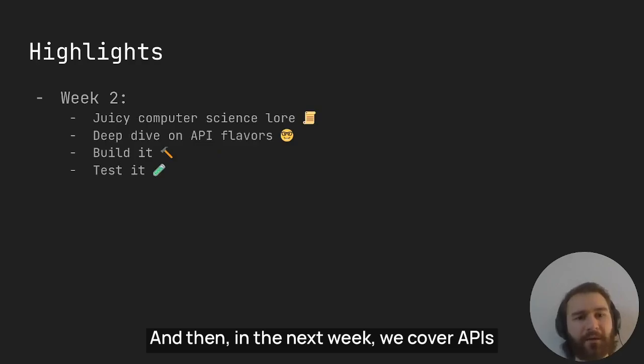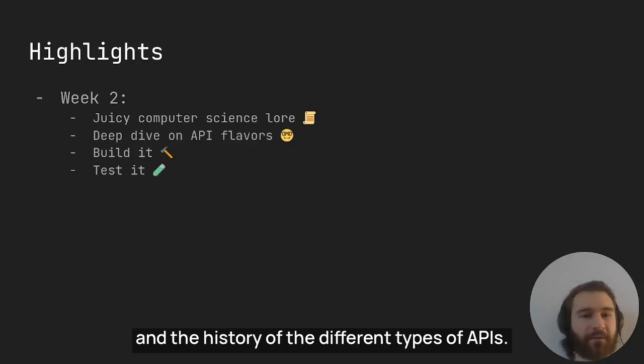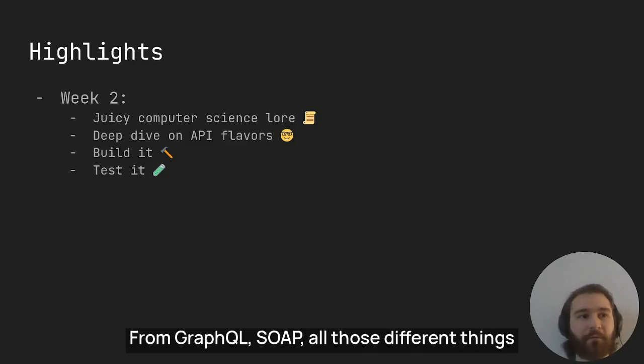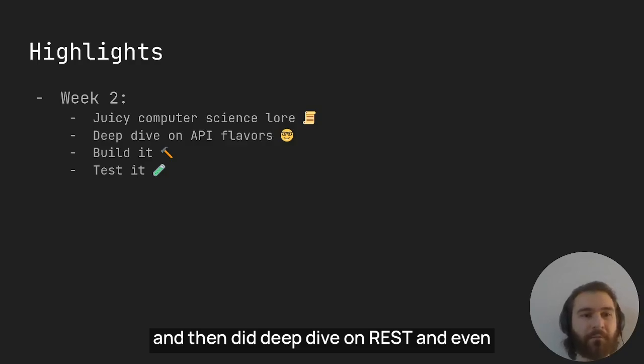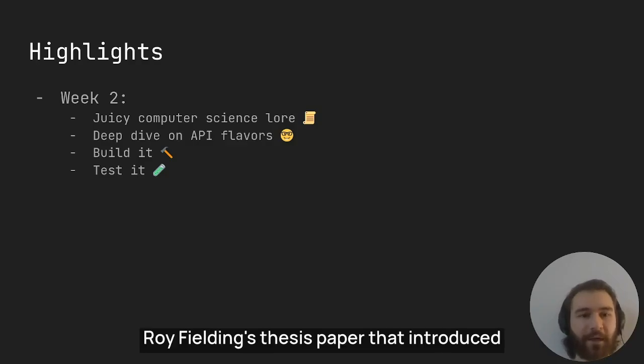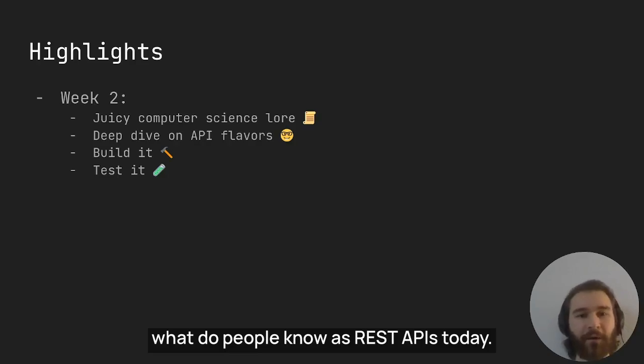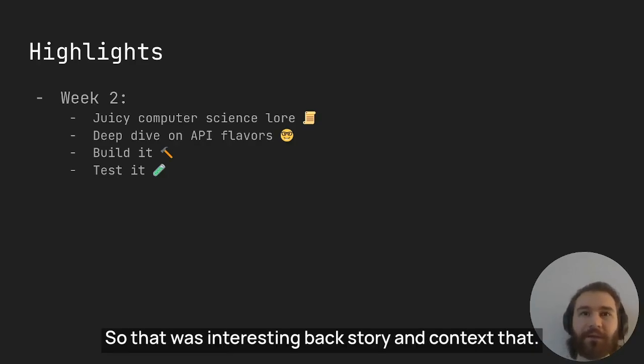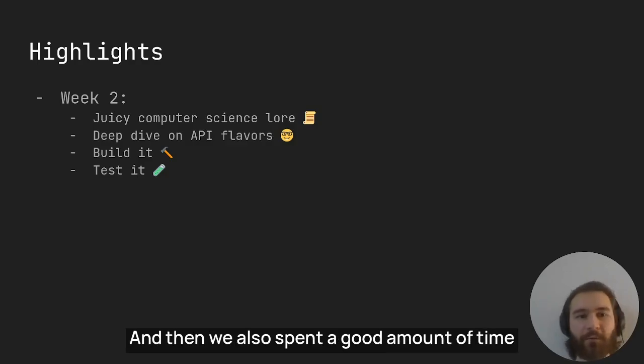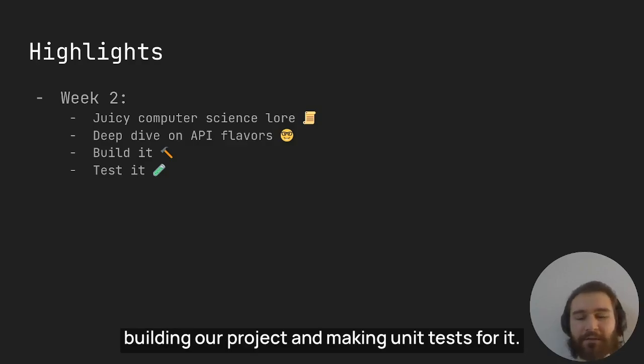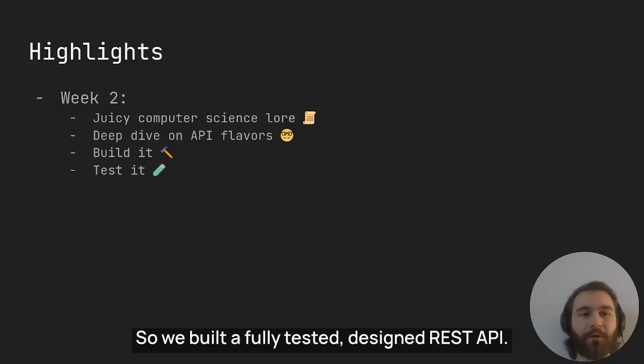And then in the next week, we covered APIs and the history of the different types of APIs from GraphQL, SOAP, all those different things. And then did a deep dive on REST and even Roy Fielding's thesis paper that introduced what is technically a REST API and then what people know as REST APIs today. So that was interesting backstory and context that will help. And then we also spent a good amount of time building our project and making unit tests for it. So build a fully tested REST API.